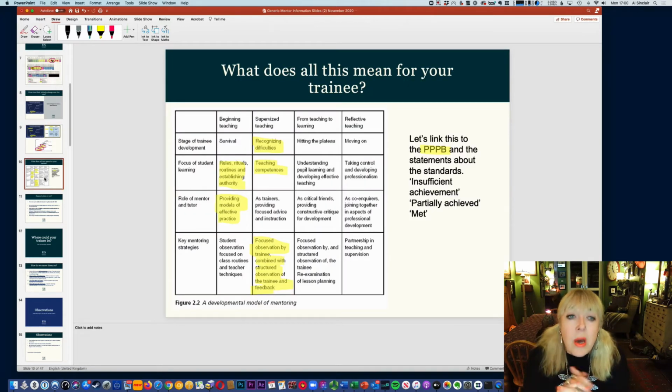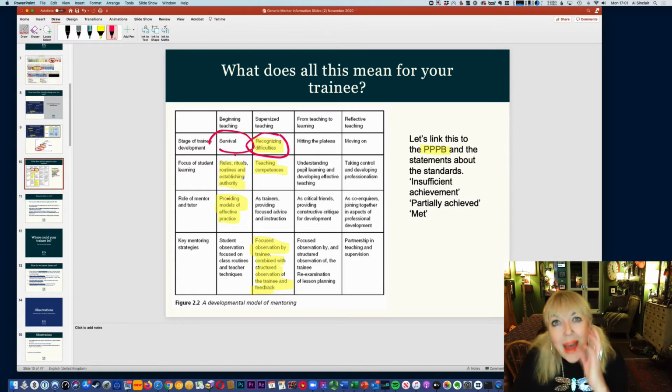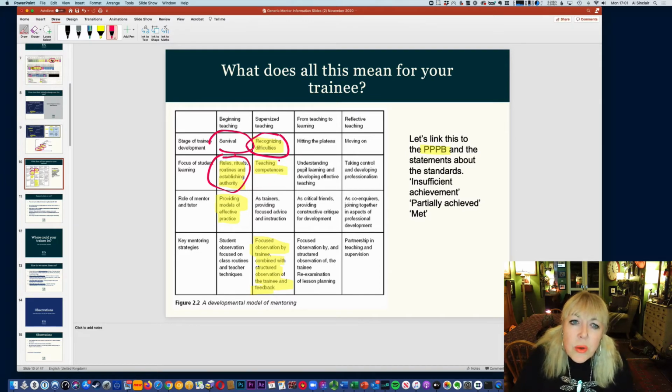Now, for you, what this means, we look at this other model that Furlong and Maynard have given us that brings it all together, is looking at the stages of trainee development. So does your trainee know what they're doing, basically? Are they able to notice that there's a problem, or are we still rabbit in the headlight? And that's what will help you to fill in your PPPB. So do have a good look at this when you finish watching the video and try and think of, where is your trainee? Are we still very much telling them what to do, or are they doing it on their own? Okay, so are you having to tell them the behaviour management routines all the time, or are they able just to get on, crack on and do it?